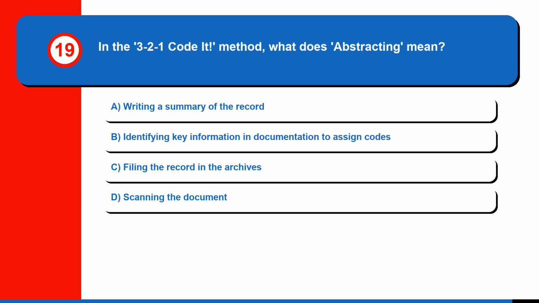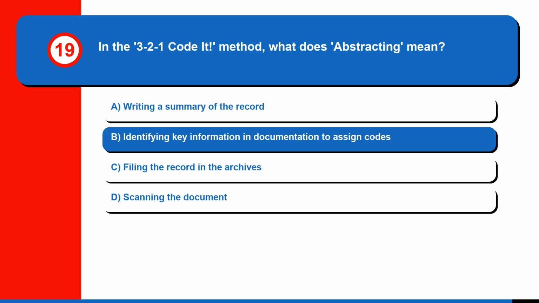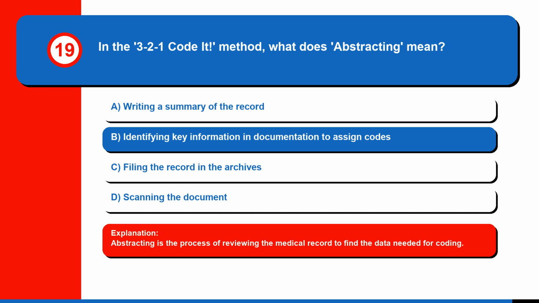Question 19. In the 3-2-1 coded method, what does abstracting mean? A. Writing a summary of the record, B. Identifying key information in documentation to assign codes, C. Filing the record in the archives, or D. Scanning the document? The correct answer is B. Identifying key information in documentation to assign codes. Abstracting is the process of reviewing the medical record to find the data needed for coding.